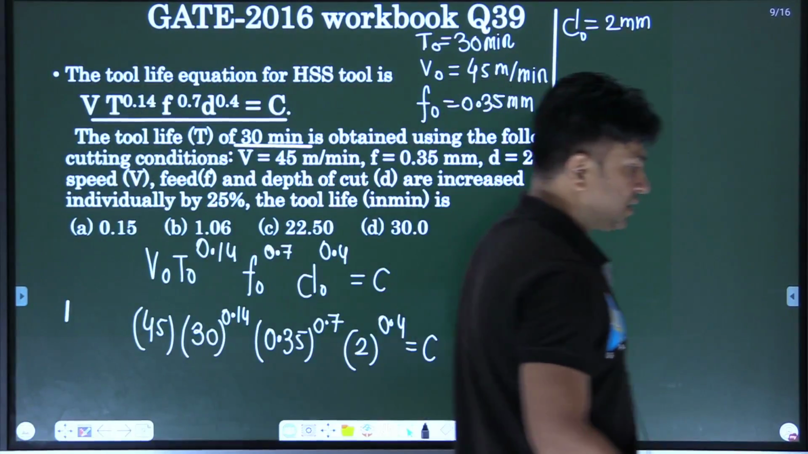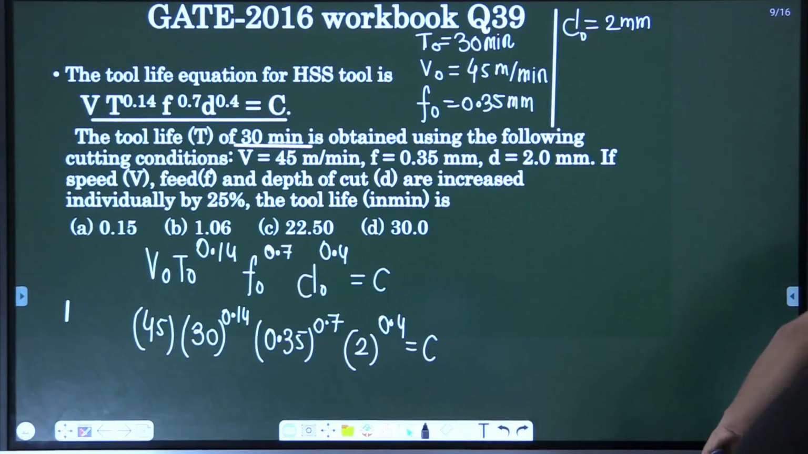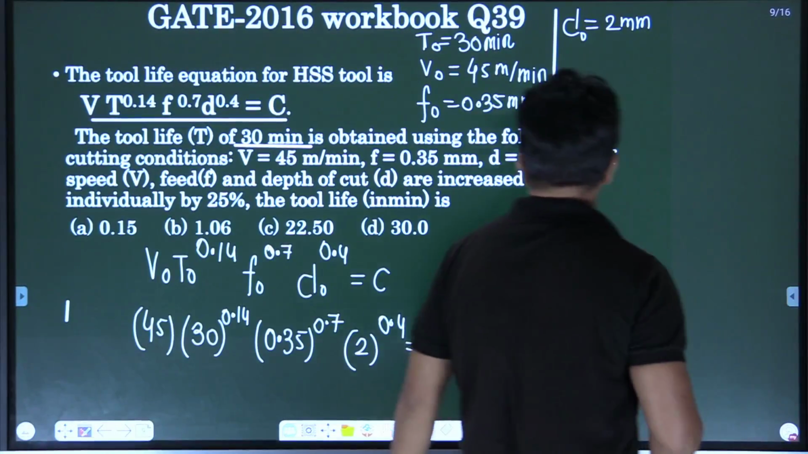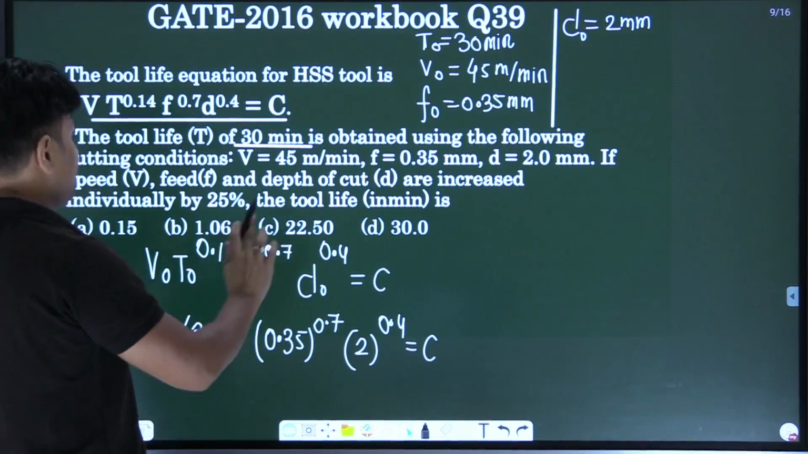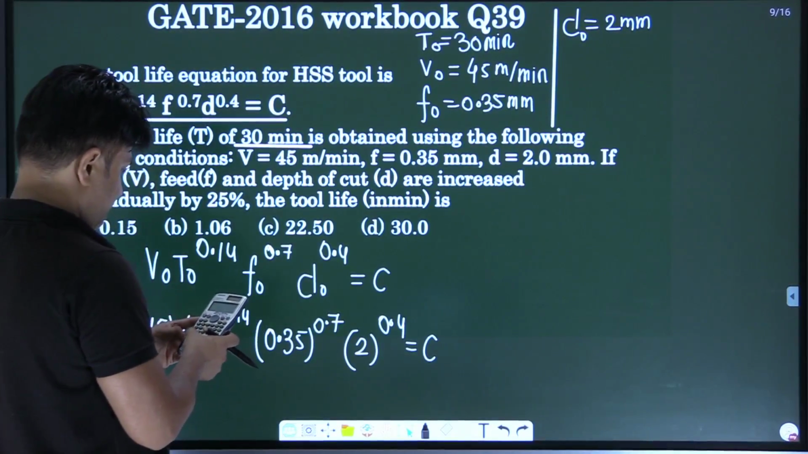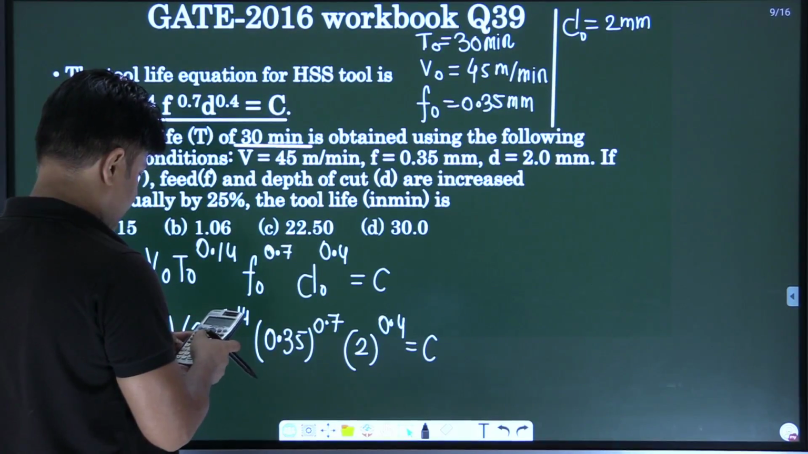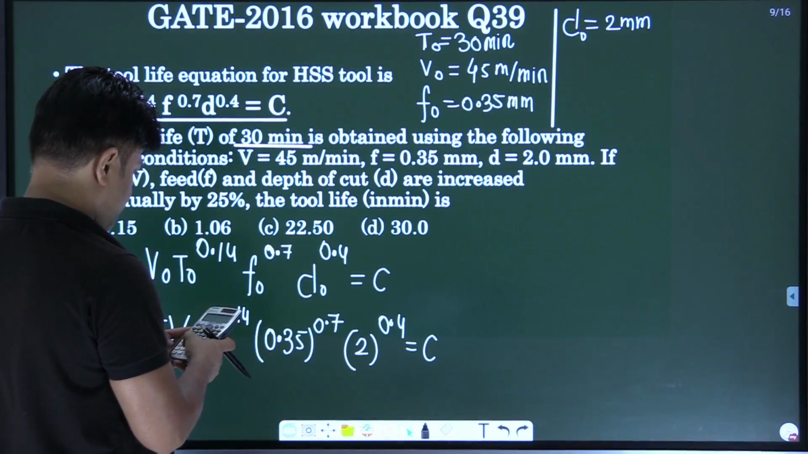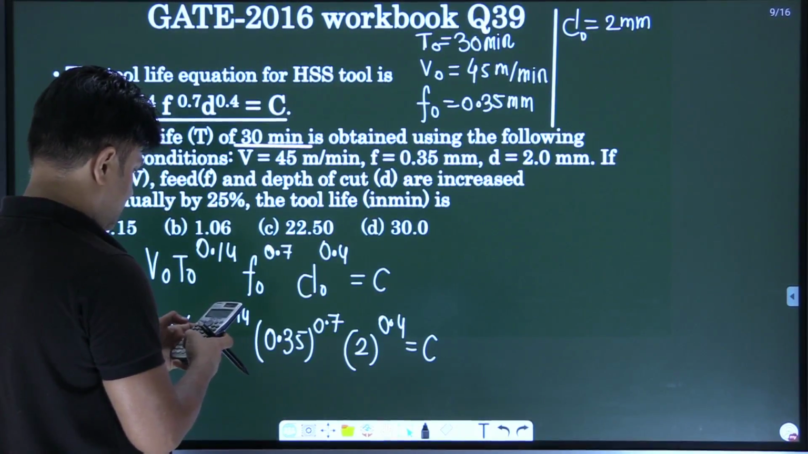Now, calculate the value of C. Let me see whether the value is right or wrong. The data is all right, perfectly right. So what will be C? 45 into 30 to the power 0.14 into 0.35 to the power 0.7 into 2 to the power 0.4. Now, what is C coming to?